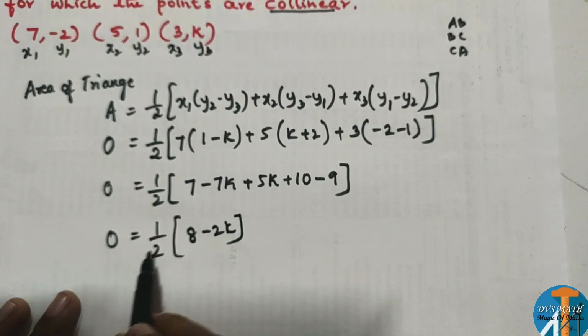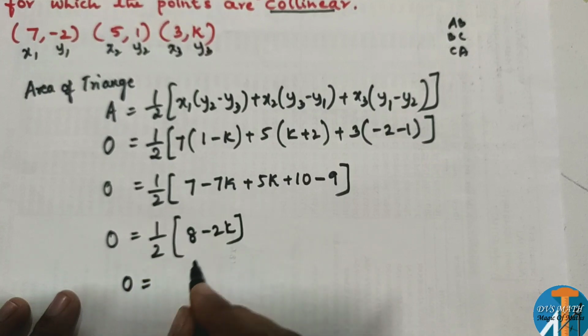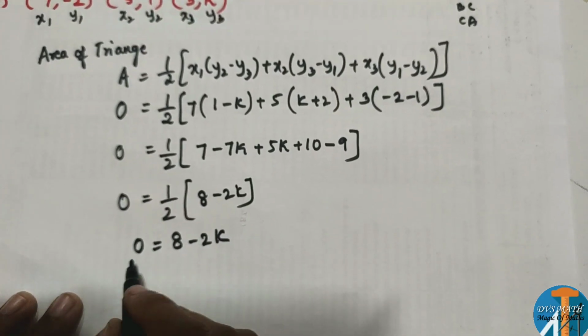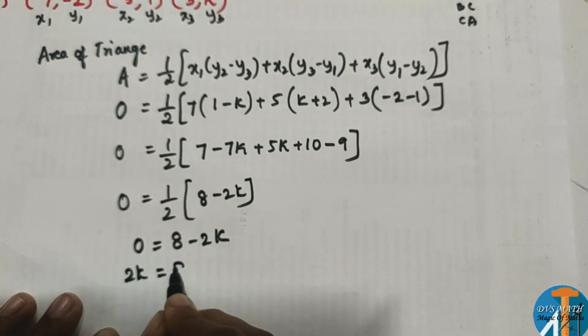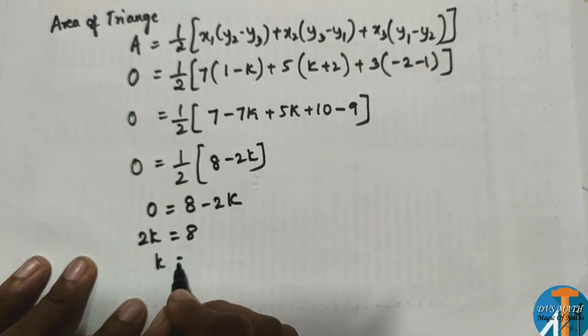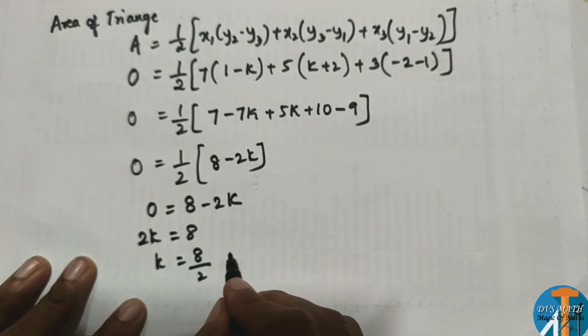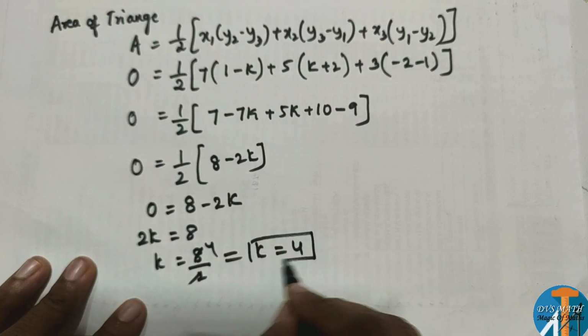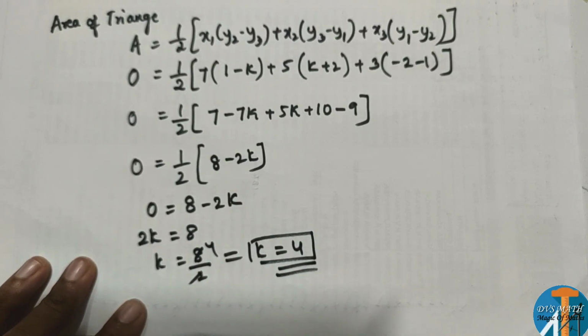Now cross multiply these two. 2 into 0, it is 0. 1 into this whole thing, you will get the same. So 8 minus 2k. Take minus 2k to the LHS. Minus 2k becomes plus 2k is equal to 8. So k is equal to 8 by 2. Finally k is equal to 4. So in this case k is equal to 4.